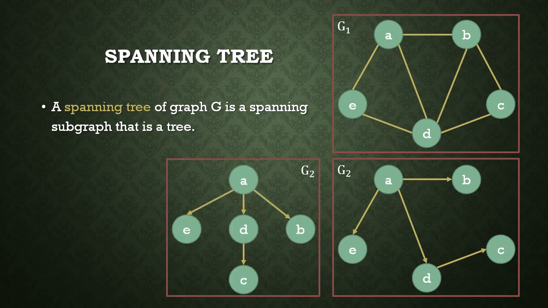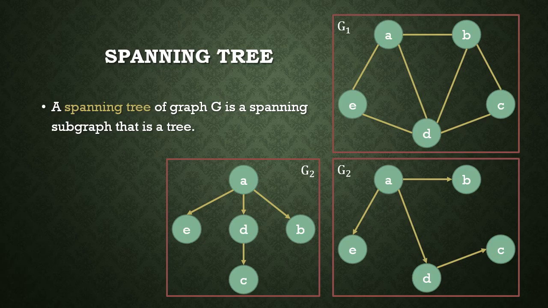Actually, this is just a rearrangement of the components of G2. And now you can see that this is a tree rooted at A. Some people might ask, why did I place an arrow from D to C? Why did I not place an arrow from C to D?